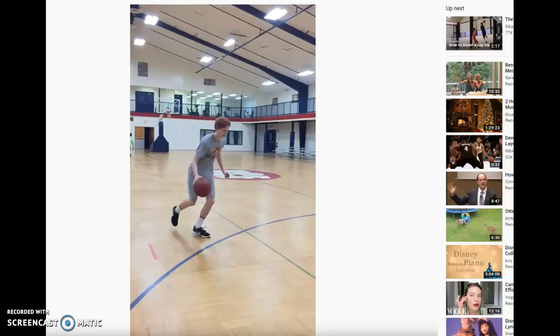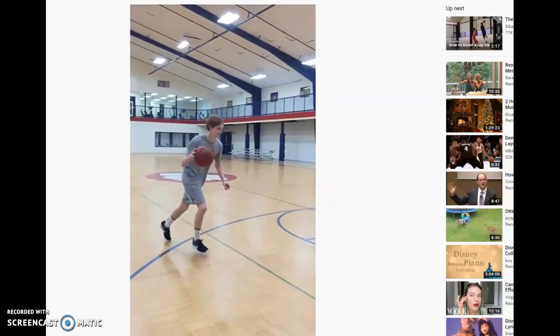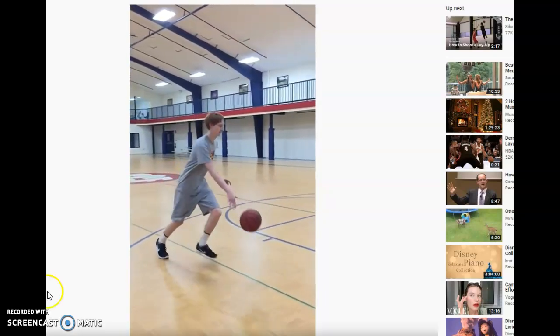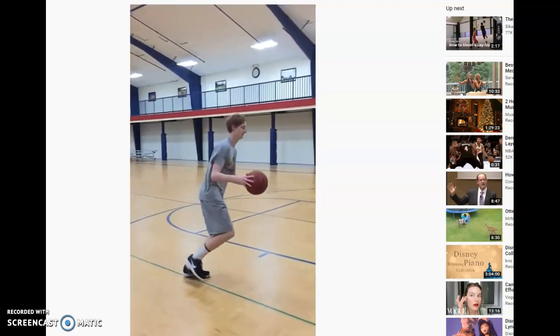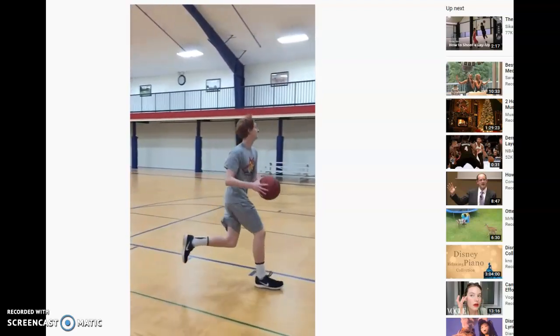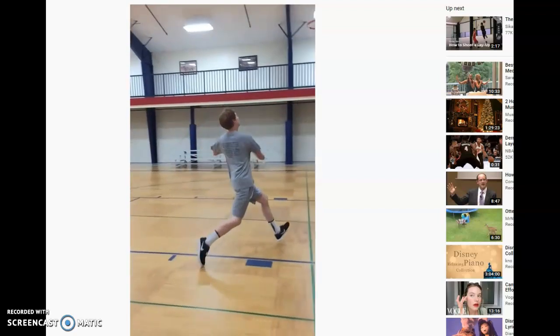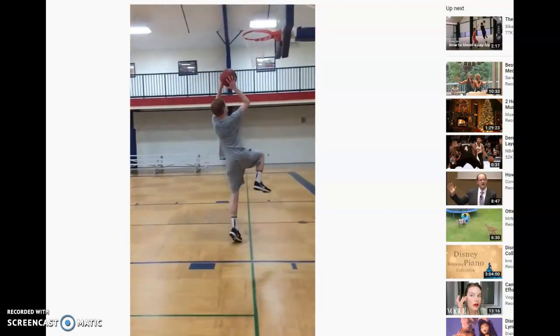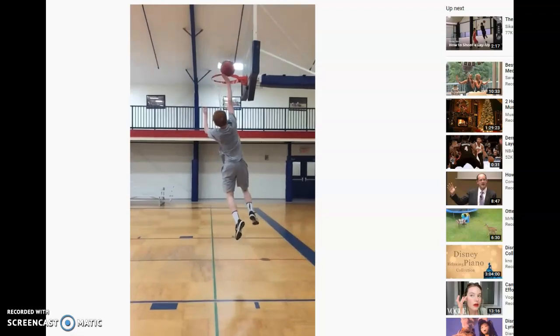As you can see in the video, there are a number of components to the layup, and it is a very difficult skill. The athlete has to dribble the ball, then take 2 steps, and the final part of this skill is actually shooting at the basket and getting the ball in.